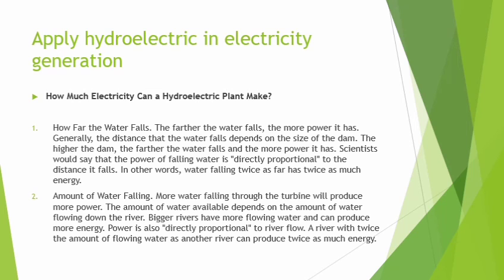Number 2, amount of water falling. More water falling through the turbine will produce more power. The amount of water available depends on the amount of water flowing down the river. Bigger rivers have more flowing water and can produce more energy. Power is also directly proportional to river flow. A river with twice the amount of flowing water as another river can produce twice as much energy.